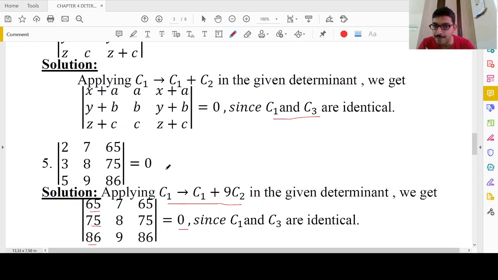Another way of doing this is, if the elements are 63, 65, 75, 86, another way is C3 changes to C3 minus C1. So C3 elements are 65, 75, 86. If you subtract it from C1, it will become 63, 72, 81. Now if you compare C2 and C3, they are proportional. So we can say that it's equal to 0. Here C3 is 9 times C2. So C2 and C3 are proportional, so the determinant will be equal to 0.